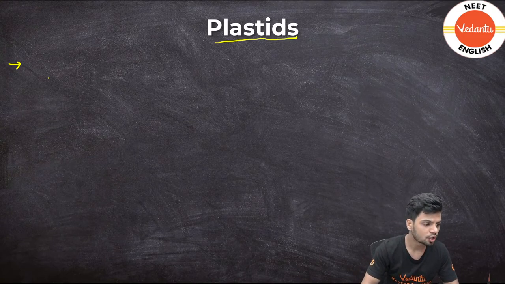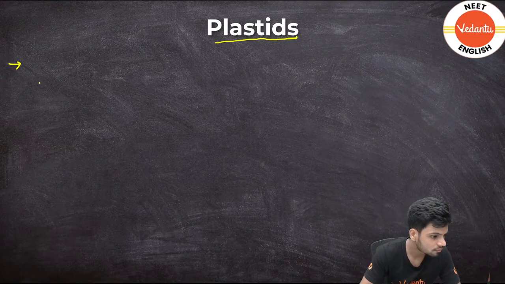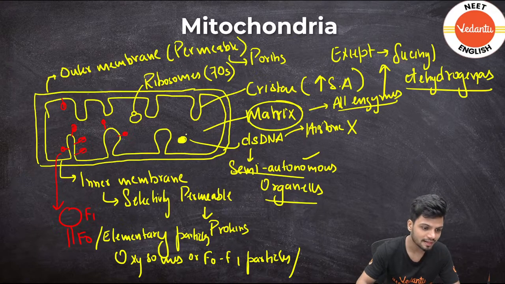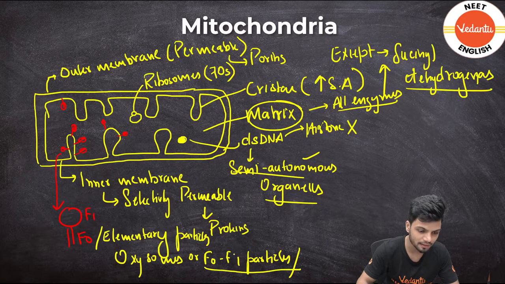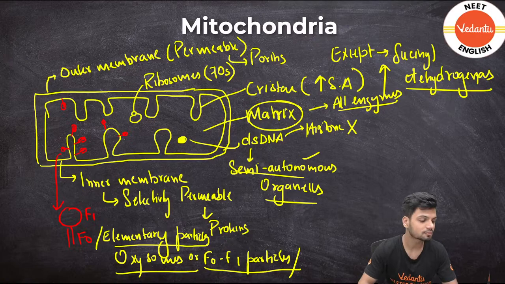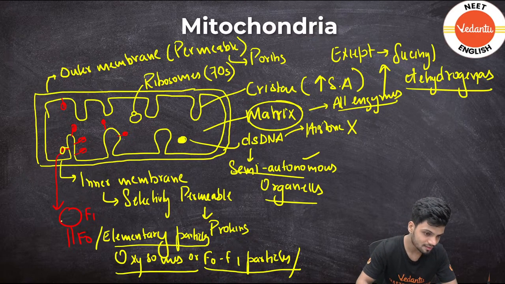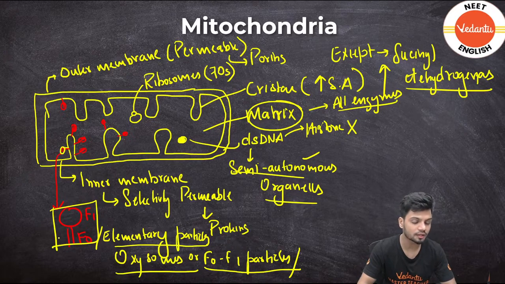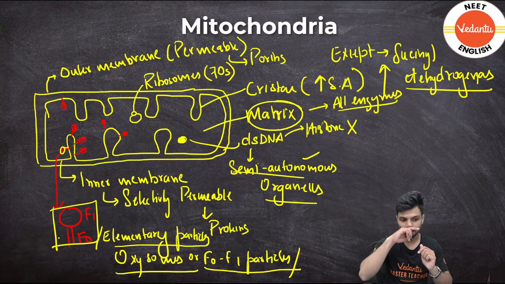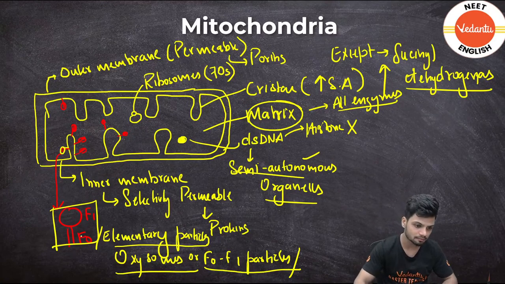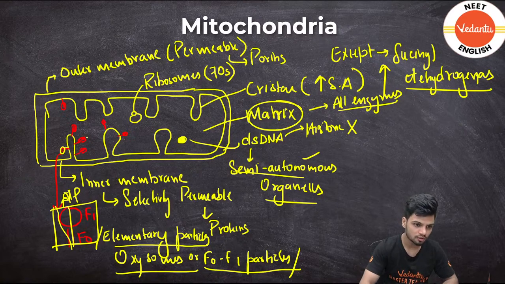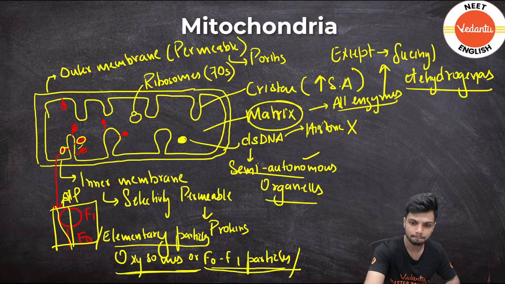These red structures are nothing but your F0, F1 particles, oxysomes, also called elementary particles. Can you see this racket-like structure? This is nothing but your F0 and F1 protein. Remember in ATP synthase, we learned about F0 and F1, they rotate, ATP synthesis happens. That racket is called elementary particles, oxysomes or F0, F1 particles, clear?